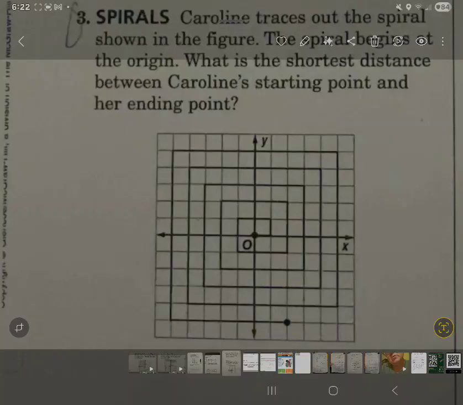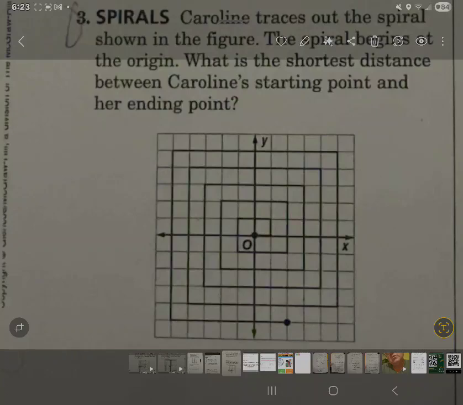This is Mr. Rich going through another geometry question for you guys. This is number 3 from the homework for tonight. It says Caroline traces out the spiral shown in the figure. The spiral begins at the origin. What is the shortest distance between Caroline's starting point and her ending point?